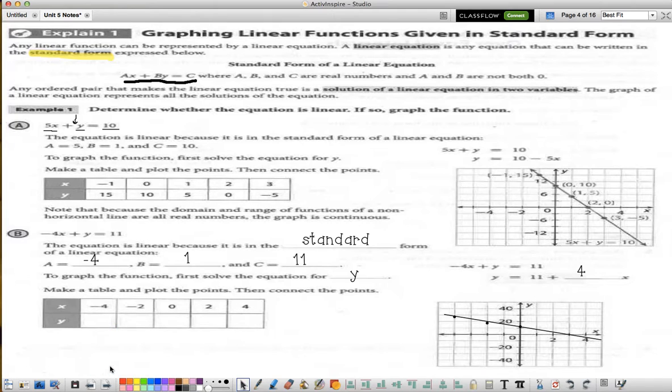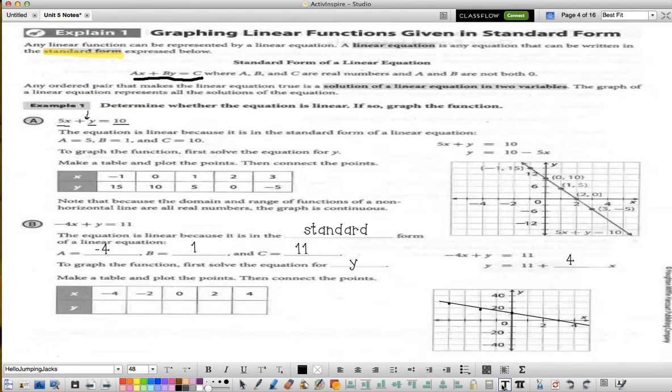So now, when you actually use this equation, I'm going to plug in -4 for x, and if I do -4 times 4, that gives me -16 plus 11 is -5. So when x is -4, y is -5.